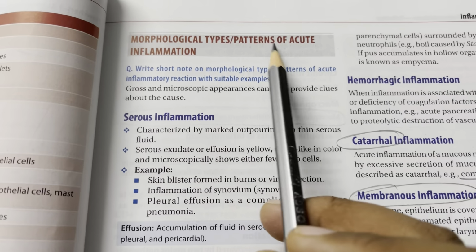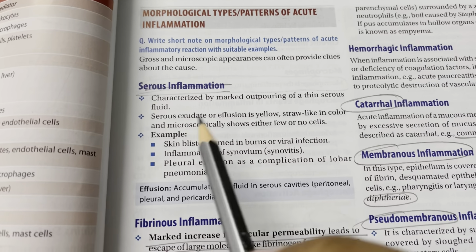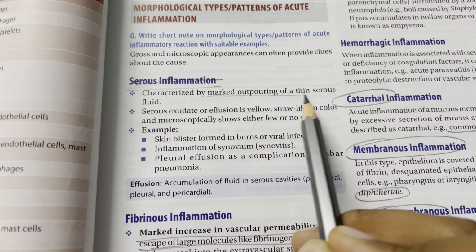Next, morphological types and patterns of acute inflammation. So first, serous inflammation. So it is characterized by marked outpouring of a thin serous fluid. It is yellow, straw-like in color, and microscopically shows either few or no cells. It is just a fluid. Examples: a skin blister formed in burns, or synovitis, so inflammation of the synovium, you have synovial fluid, and pleural effusion. It is a complication of lobar pneumonia.